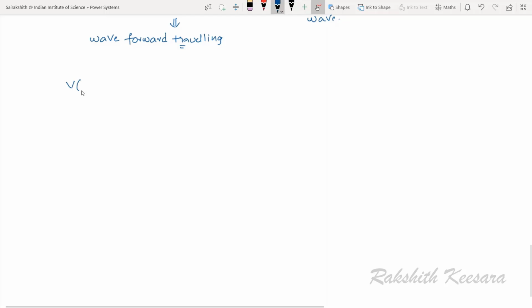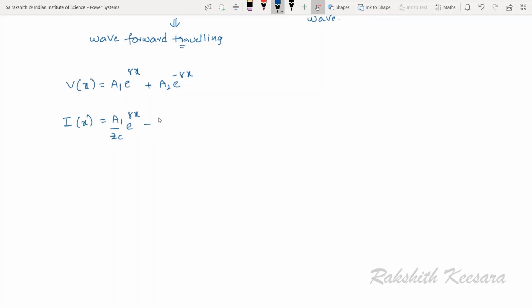So here V of x is equal to A1 into e power gamma x plus A2 into e power minus gamma x, while I of x is equal to A1 by Zc into e power gamma x minus A2 by Zc e power minus gamma x. So now I need to find the values of A1 and A2 by applying the initial conditions. First, let me substitute x is equal to 0 here. That means receiving end.